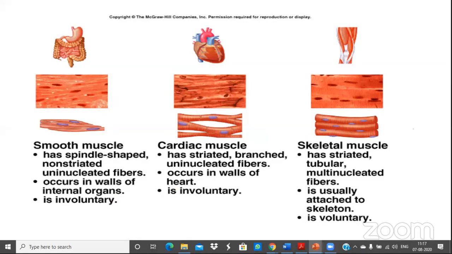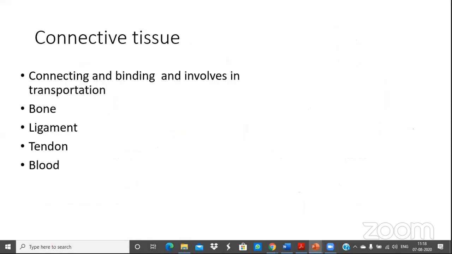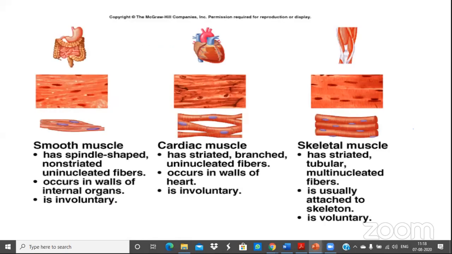Whereas in skeletal muscle, they may not work; whenever we need, they will contract. Same as smooth muscle, cardiac muscle is also involuntary. Remember. Any doubts in this classification of muscular tissue?